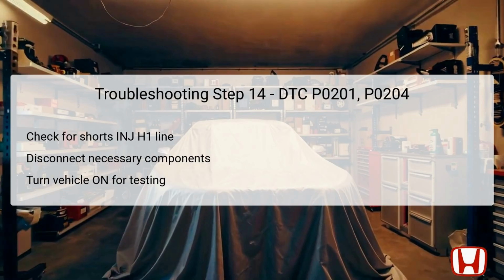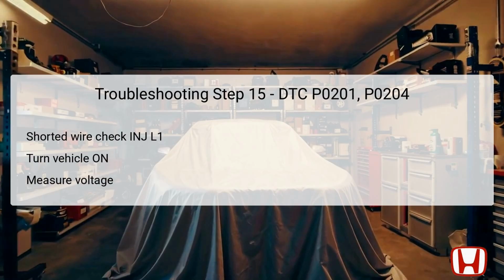Step 15 requires examining the INJ-L1 wire for any short circuits. Begin by ensuring the specified components are disconnected and switch the vehicle to the on mode. Measure the voltage at the designated test points. A reading of voltage confirms a short in the INJ-L1 wire that needs immediate attention. If there is no voltage, it indicates that this wire is functioning appropriately. It is essential to continuously monitor wire integrity throughout the troubleshooting process to prevent further complications within the injector circuits.